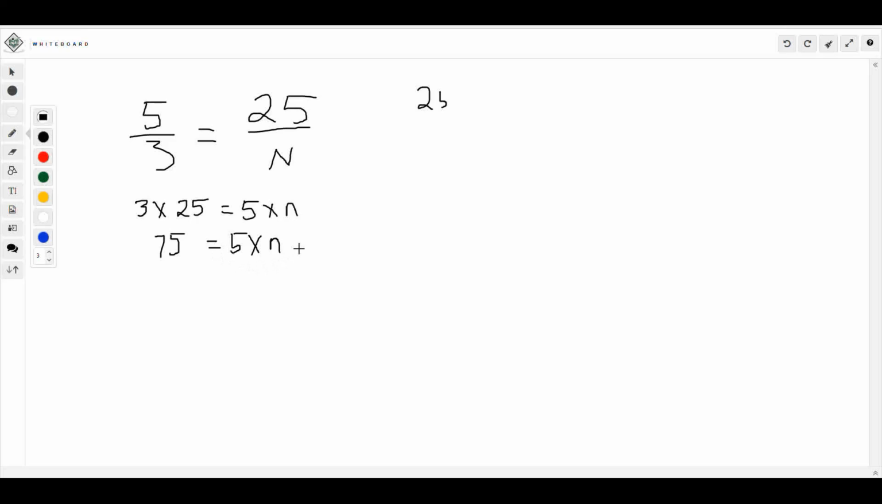So we have to undo this problem. How do you undo multiplication? You divide, right? Because there's an equal sign, you have to divide both sides by the same number, which is going to be 5. When you divide this, that cancels that out, and we're just left with n. So n equals, what is 75 divided by 5?